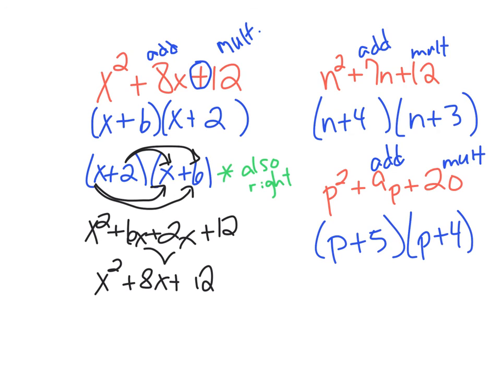So this is going to be p plus 5 and p plus 4. Okay, so we don't always have all positives. If you need to see examples where you have different signs mixed in there too, then you'll want to watch part 2 of factoring trinomials.